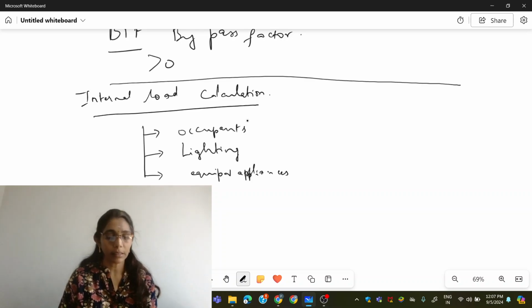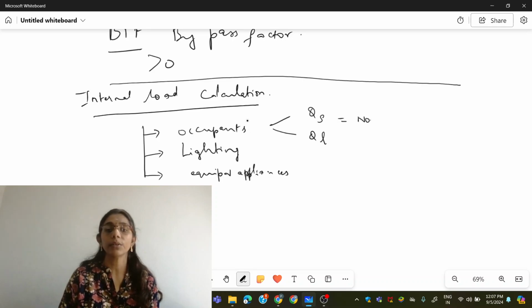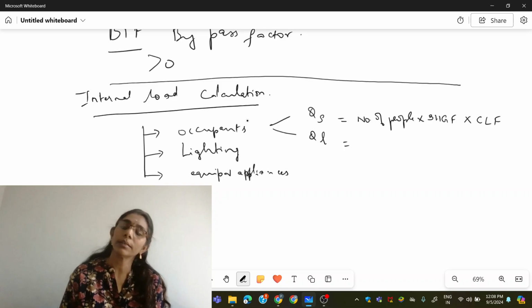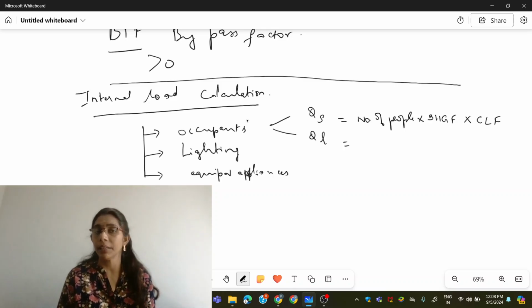So when I say occupants, that is sensible heat and latent heat. In the picture that we saw earlier, we had four occupants, right? So first we have to consider the number of people multiplied by the heat gain factor into the cooling load factor. So the number of people was 4. 4 into whatever heat gain factor is given in the question and whatever CLF is given in the question. Already we have discussed the meaning of CLF and SHGF.